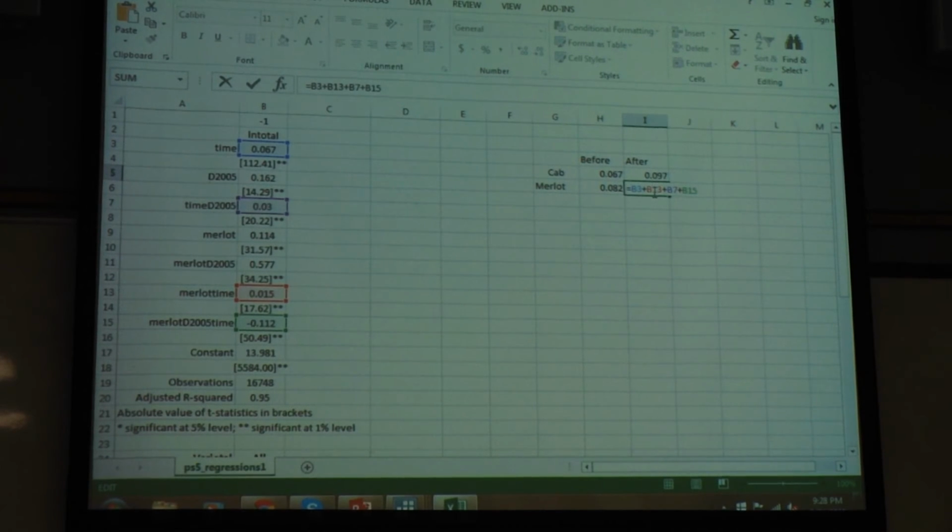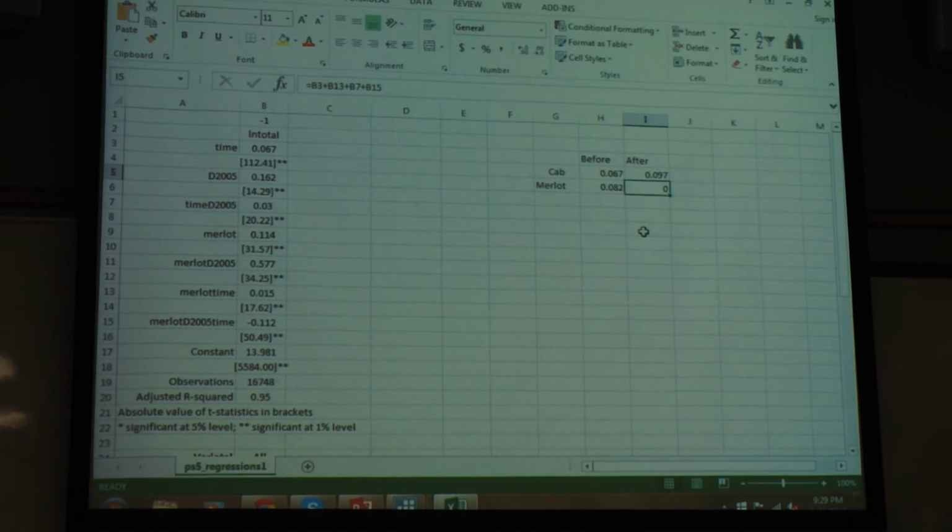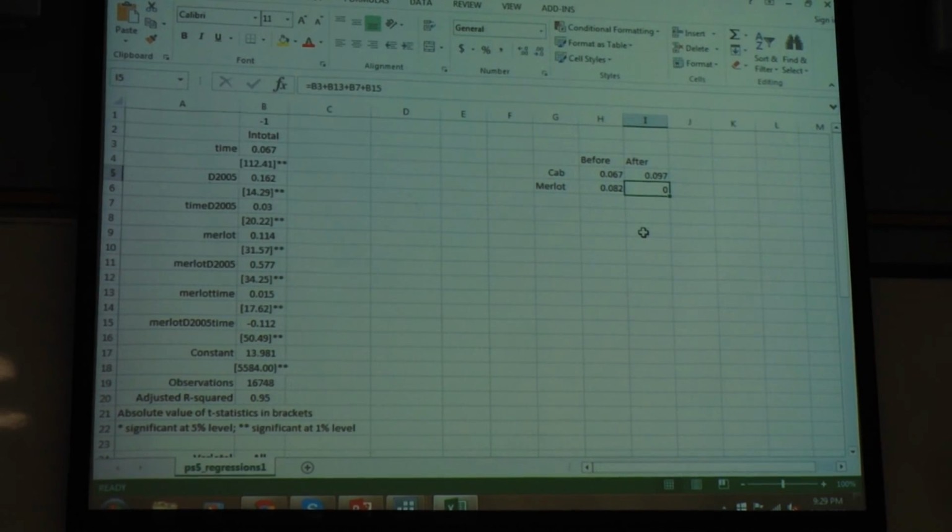We have time, Merlot time, time after Merlot. Percent. But this is what we got before, right? You got a growth rate of 8% and then 0, right? So it's the same thing you got. But now we're saying, what's the difference? So let's do this.